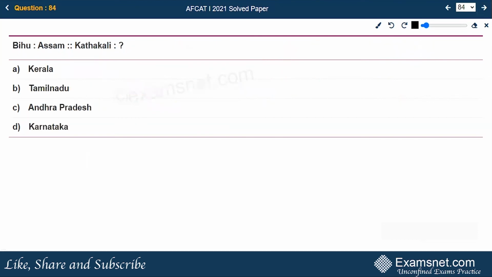Next, question number 84. Bihu is related to Assam in the same way as Kathakali is related to Kerala, Tamil Nadu, Andhra Pradesh, or Karnataka. Bihu is a classical dance of Assam. So you have to just know what is a classical dance. Kathakali is the classical dance of which of the following states? Tamil Nadu, the classical dance of Tamil Nadu is Bharatnatyam.